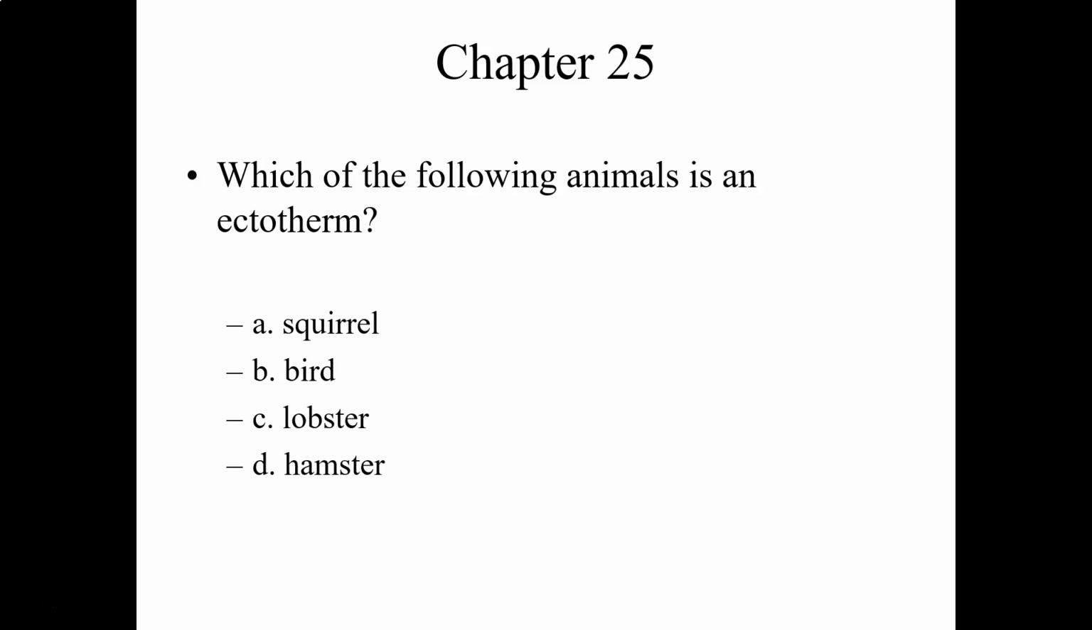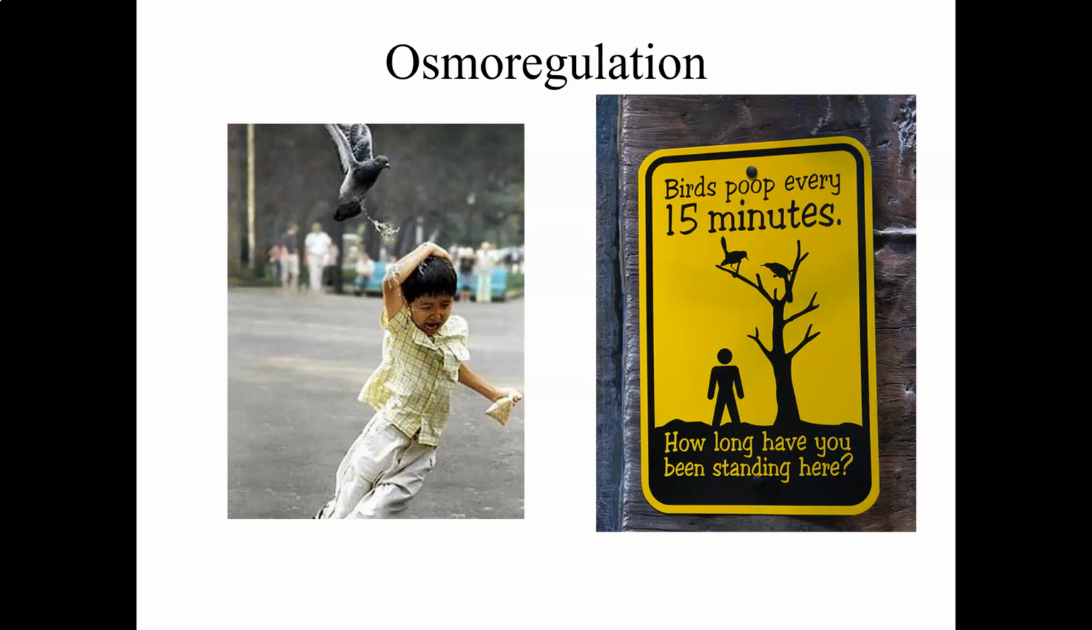So this is just something that I would assume people would know coming out of high school, but what's an example of an ectothermic creature in this case? Birds and mammals are the only endotherms out there. So squirrels and hamsters, those are mammals. Bird is bird. And so lobster is the one example of something that would be cold-blooded or ectothermic.